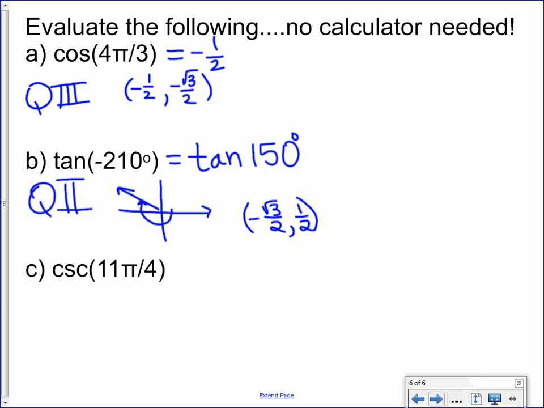Okay, so to evaluate the tangent, we are going to take y over x. 1/2 divided by negative radical 3 over 2. Okay. When you do the division, what happens with the 2's? They cancel. So you have negative 1 over radical 3, which is the same thing as negative radical 3 over 3.